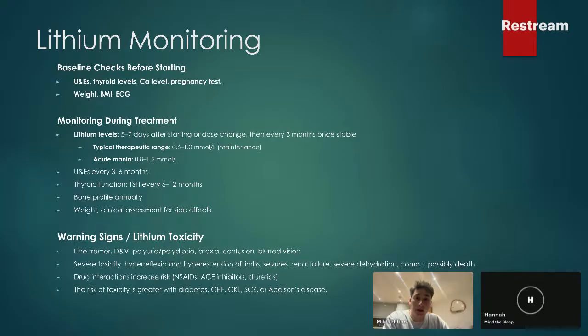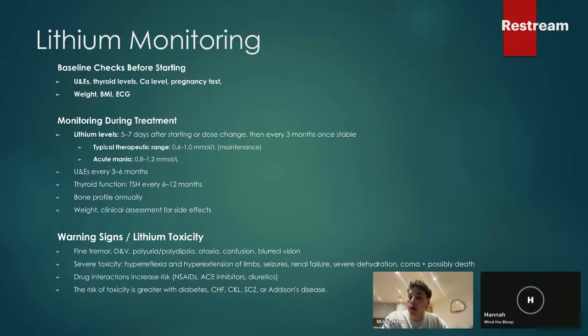And for monitoring during treatment, it's always important to get a lithium level 5 to 7 days after either starting lithium or changing the dose of lithium. And then once they're on a stable dose, doing a lithium level every 3 months. The typical therapeutic range would be from 0.6 to 1 millimoles per liter for maintenance. However, if a patient presents in an acute manic phase, we'd be looking more at 0.8 to 1.2 millimoles per liter to get that acute mania under control.